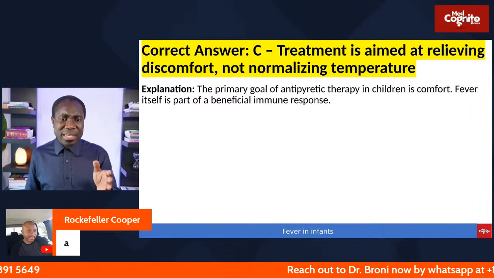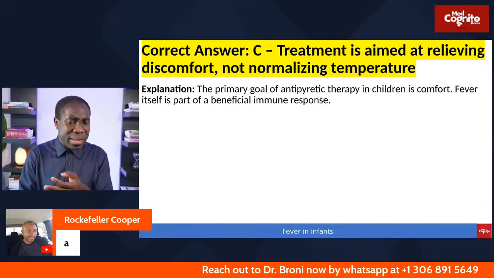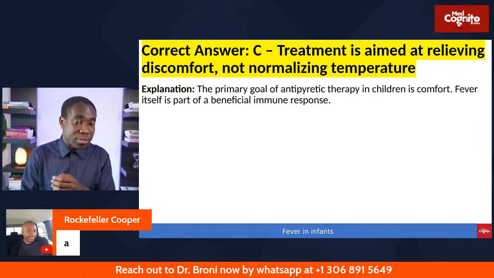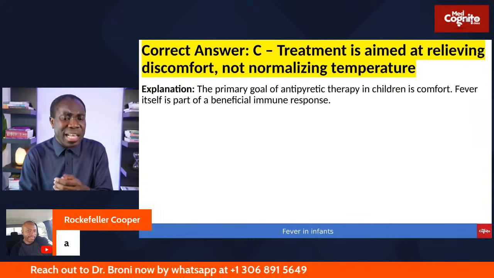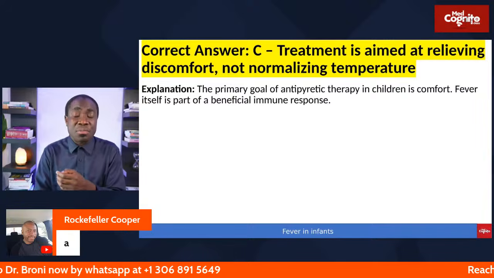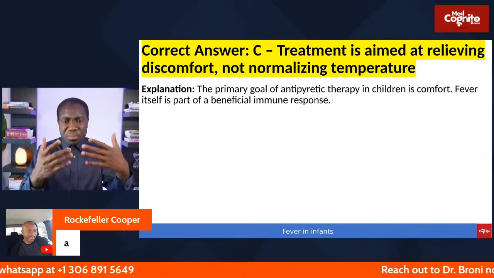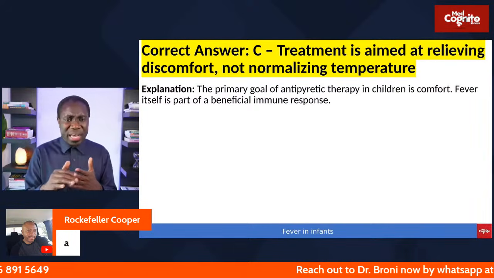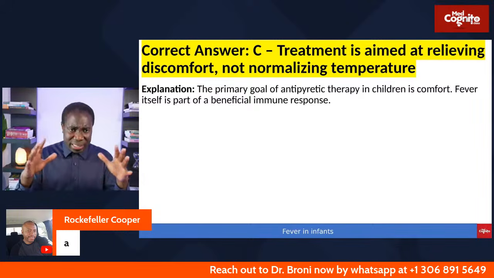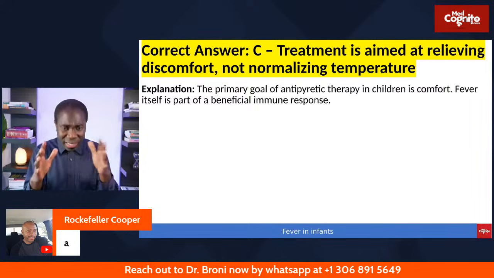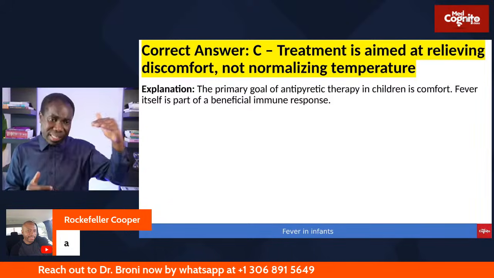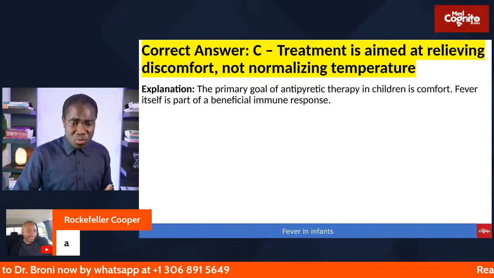You realize that the primary goal of antipyretic therapy in children is comfort. Fever itself is part of a beneficial immune response. So the main reason why you're giving the antipyretic is to bring the child to a set point, so that the child is comfortable. And when that set point is reached, fever itself will be controlled.